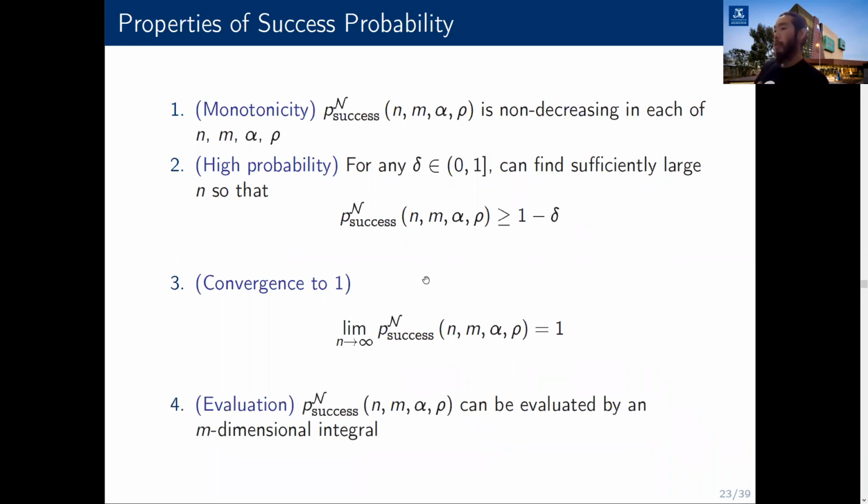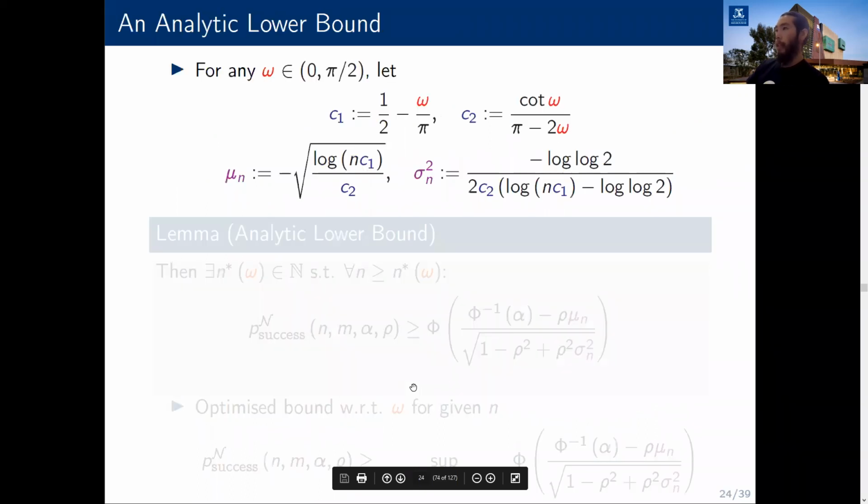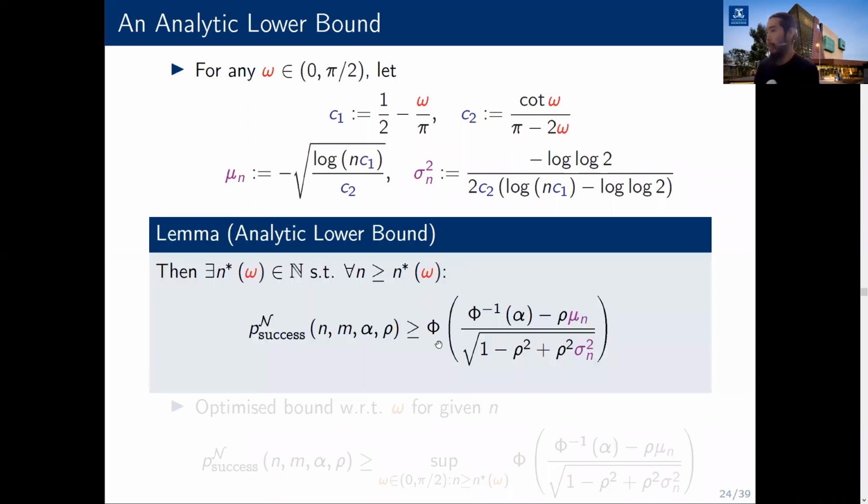And if we want, we can also evaluate this success probability by computing an m-dimensional integral, but rather than numerical integration, we have this analytic lower bound for success probability. So first of all, given some angle omega and defining these variables via these recursive relationships, we can say that this expression here is going to lower bound the success probability for all values of n greater than some n star, which depends on your value of omega.